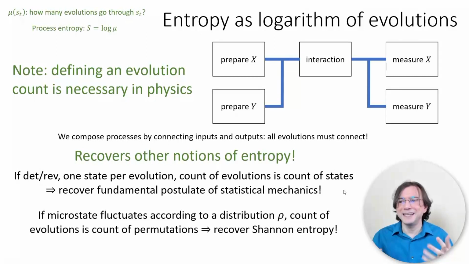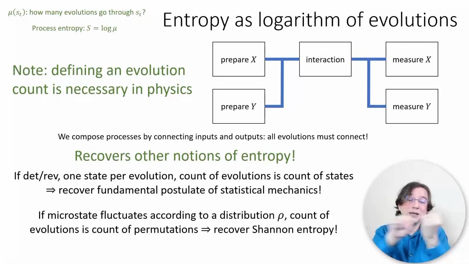And we want to argue that defining an evolution count is necessary in physics, because what we do in physics is essentially take a system and make it go through different processes, and we want to connect all these processes in different ways. We have a process of preparation, then we take some type of interaction or evolution, and then we take a measurement. So we want to be able to define the points at which we stitch together processes of the same system. And therefore, we need to be able to stitch these evolutions together, and we need to be able to stitch the evolution count.